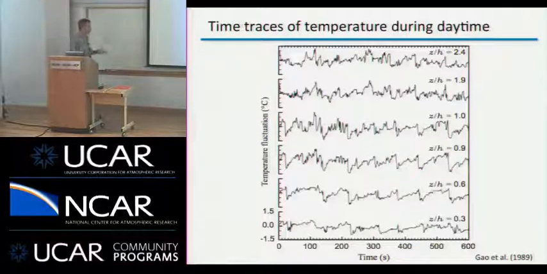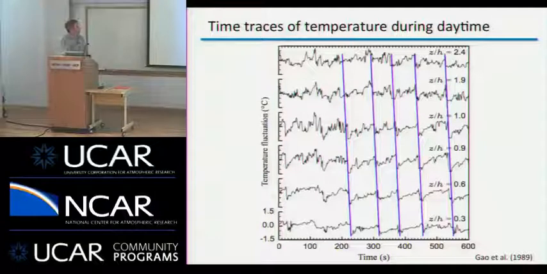So these are time traces of temperature at multiple levels on a tower, where H is the height of the trees, so I'll use that throughout. This sensor is at the top of the trees, these are down inside the trees, and these up here are well above the trees, almost to 3 times the height of the trees. And you can see that there are coherent, weak warming terminated by sharp cooling that is coherent throughout the depth of these sensors.